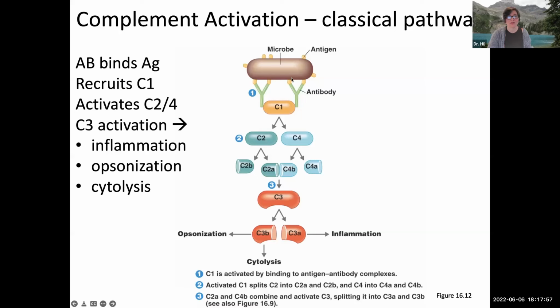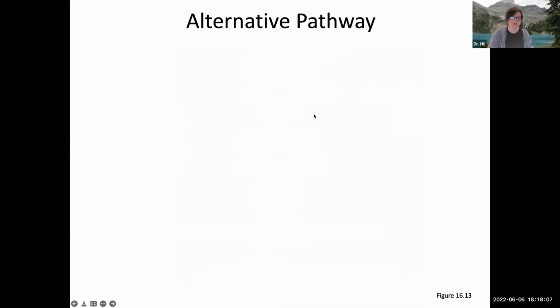The classical pathway involves an adaptive immune response as its initial trigger, the antibodies binding to their targets. Now, the alternative pathway doesn't involve the adaptive immune response at all. There's no antibody. It bypasses C1, C2, and C4. There is, however, a pattern recognition that has to happen.